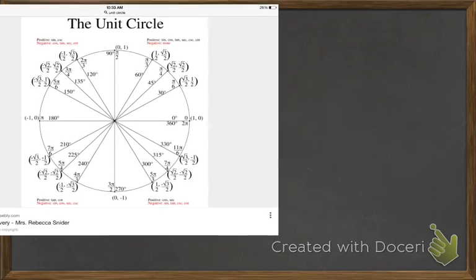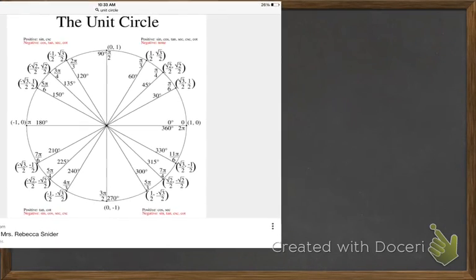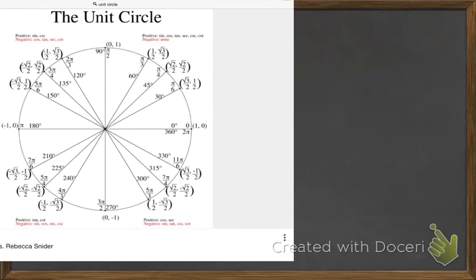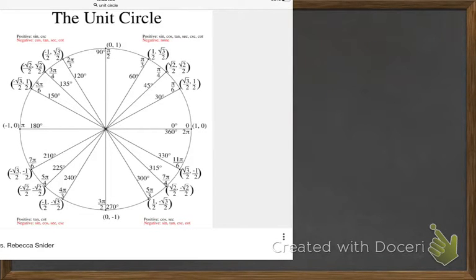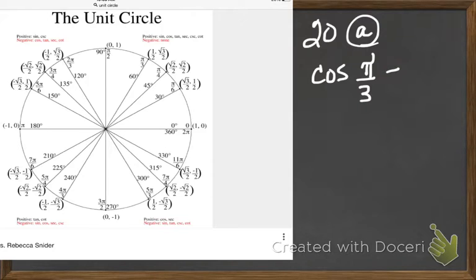All right, it says use a unit circle. You've got the unit circle memorized, right? So 20A is asking you for the cosine at pi over 3. So rotate to pi over 3. Cosine is the x value. What is the x value at pi over 3? 1/2. Thank you. All right, that's how you do A. I've already taught you how to do A.